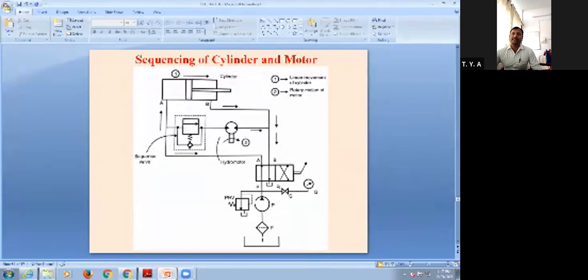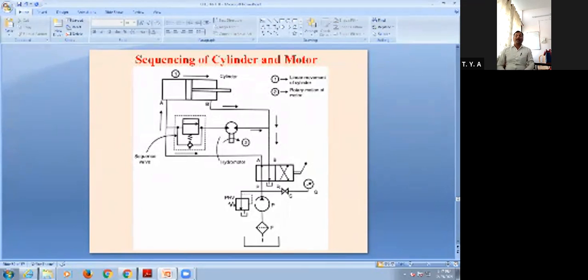Okay, and see, with the help of the sequence valve, fluid will pass through your cylinder. That is to get the linear motion of the cylinder. Fluid will pass firstly to this hydraulic cylinder. Not simultaneously, after completion of the first stroke, the first action in the cylinder, fluid will pass through this sequence valve, and you will get the rotary motion of your motor.